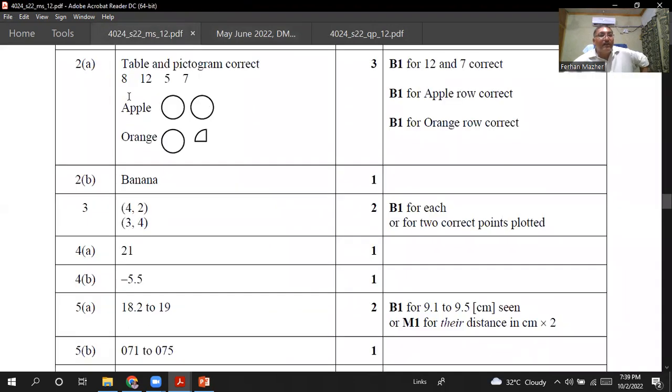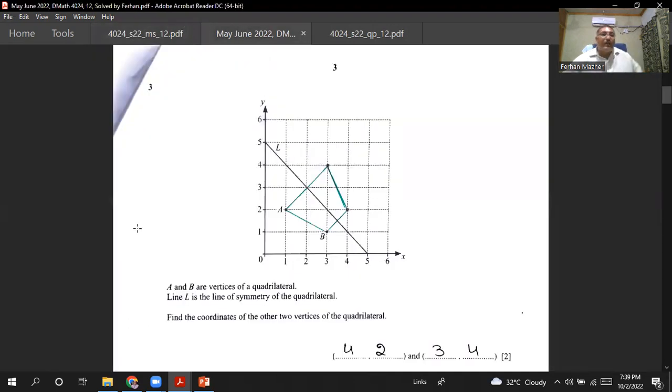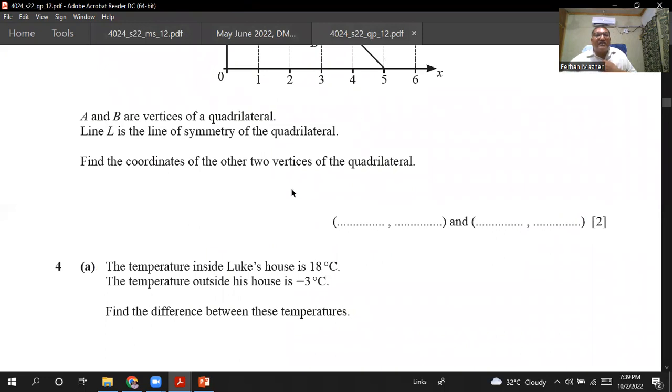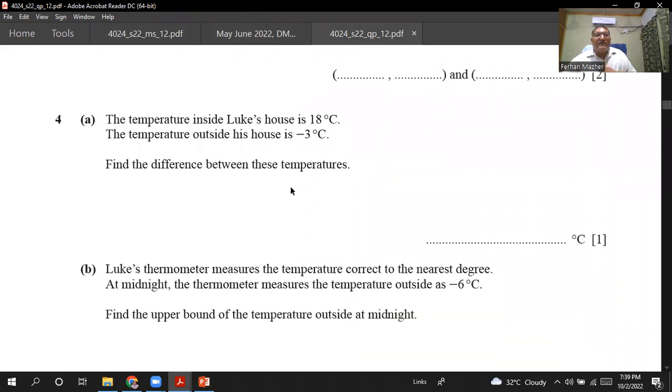So let me check 4, 2 and 3, 4. So our answers are right. Okay, so we are going to the next question. This is question number 4.